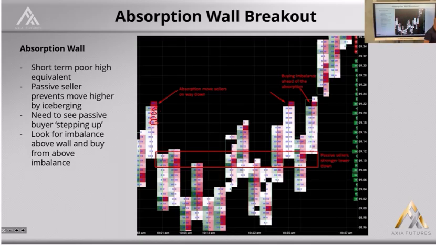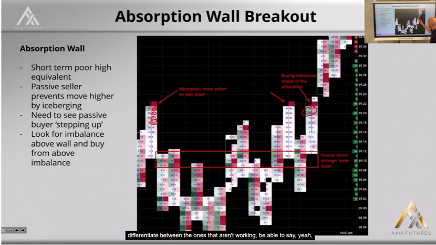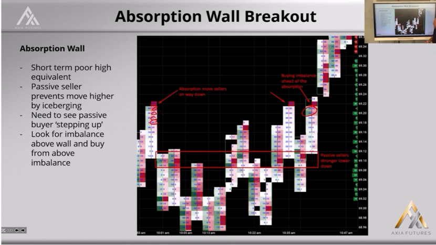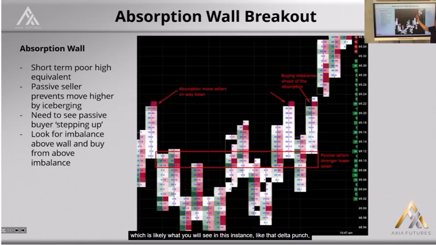So what that's giving you is the ability to differentiate between the ones that aren't working, and be able to say, yeah, I think this one could work. Then hit it with the expectation of this faster jump, and once you get that delta punch, which is likely what you will see in this instance, you're then able to say, yep, this is highly unlikely to come back now.